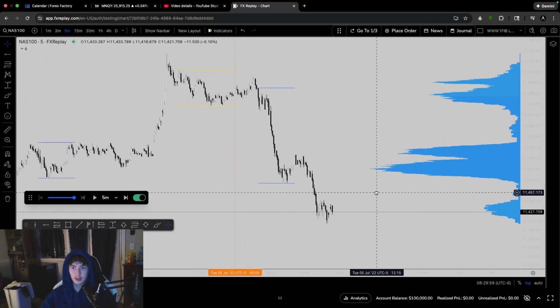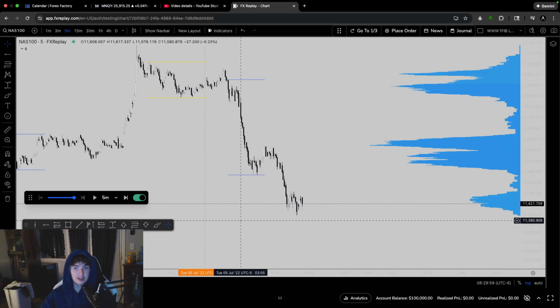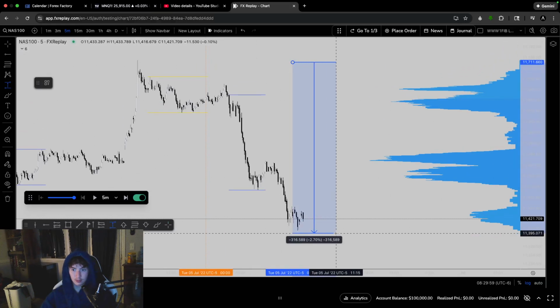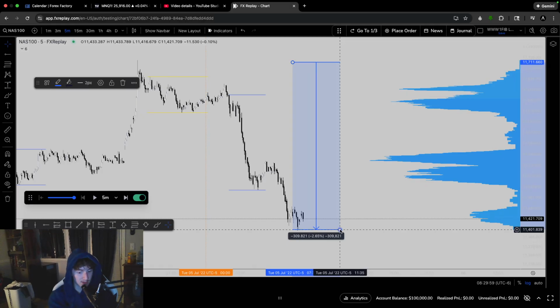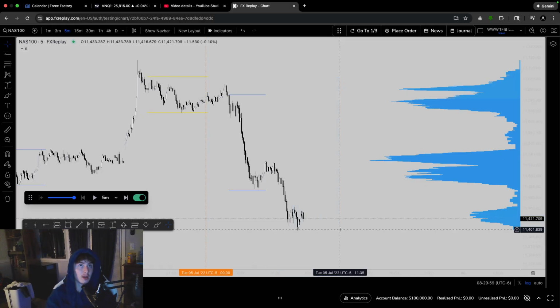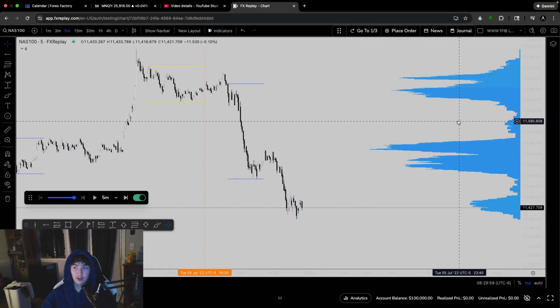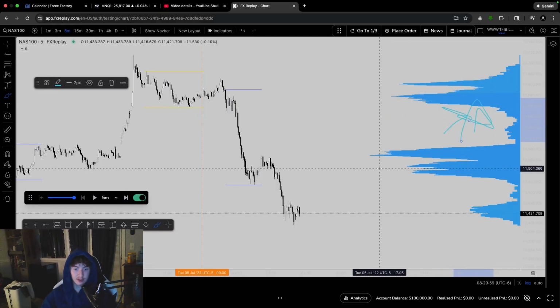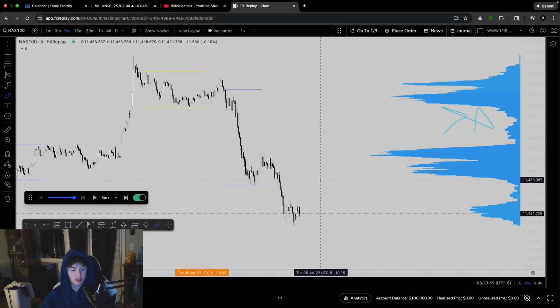Ooh. This right here is an A plus setup. Look at this range. 300 points. This is a fantastic range. This is literally what you want to see. Look at this. Massive low volume node right here. I was supposed to be a star. Undo.